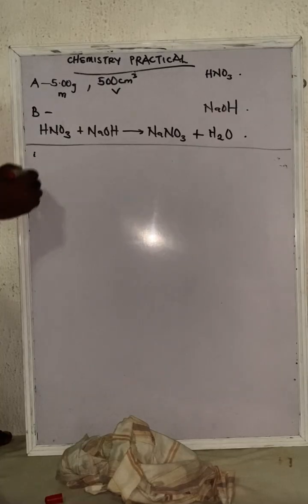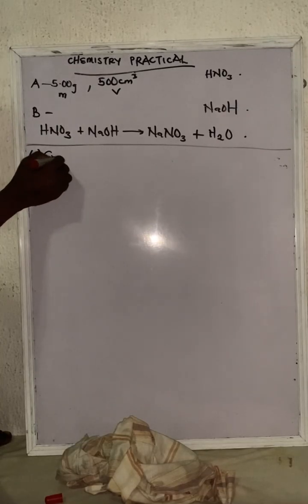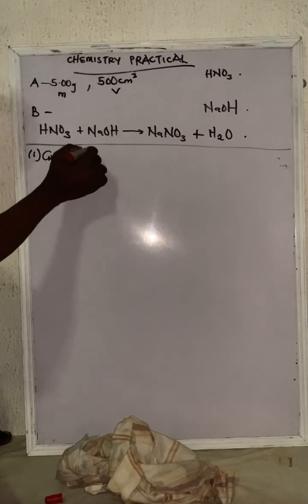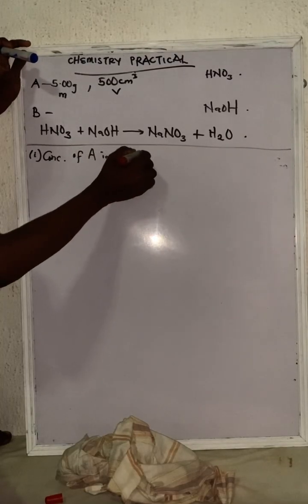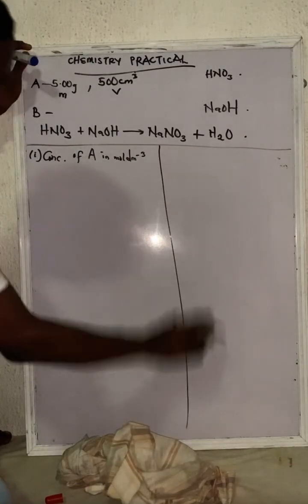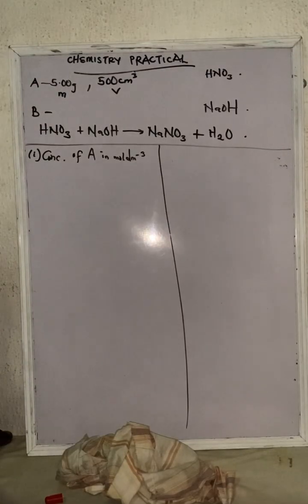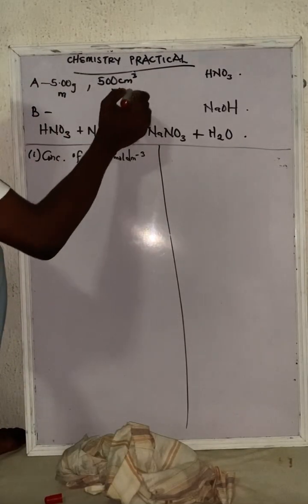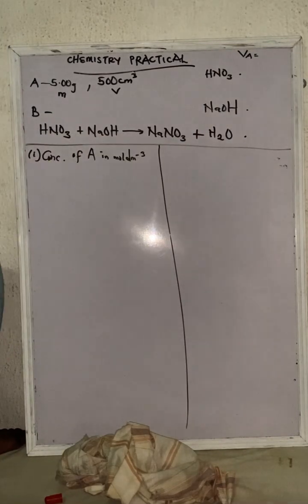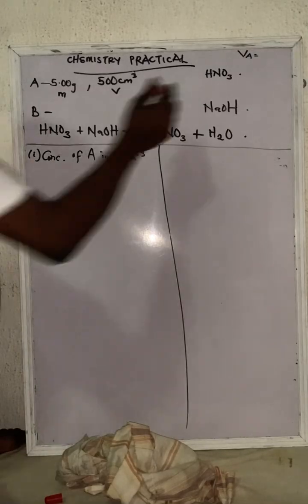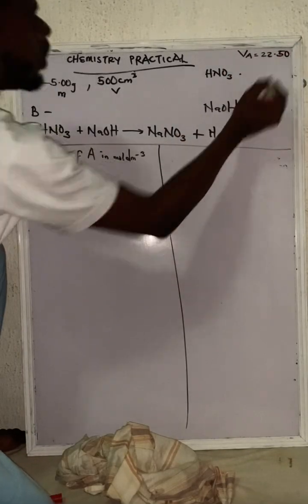Figure one. Find the concentration of A in mole per dm cube. Let me divide this so I can use this and this. So find the concentration of A. You remember, we found the volume of acid, right? Which means the volume of acid is 22.50. So our volume of acid is 22.50.